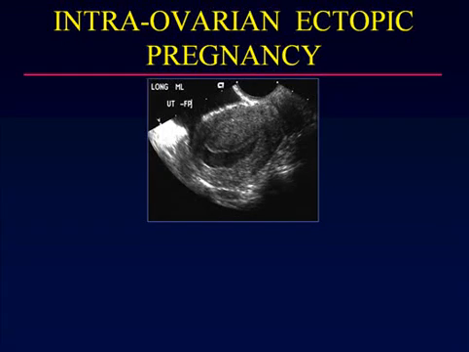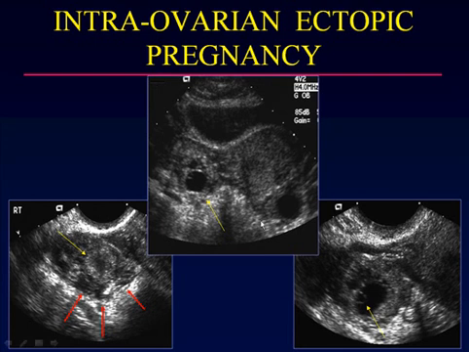And the least common location of ectopic pregnancies is the intra-ovarian ectopic pregnancy. This is a patient who was pregnant and had some bleeding. You can see that there's some fluid within the endometrial canal with the echogenic endometrium around it. This would be consistent with a pseudo-gestational sac.